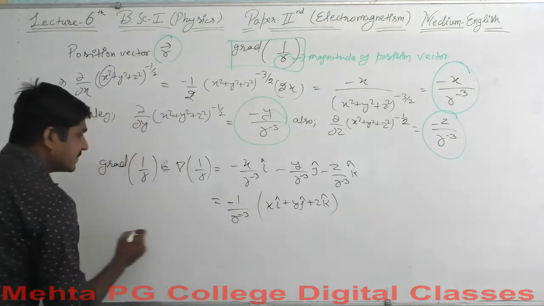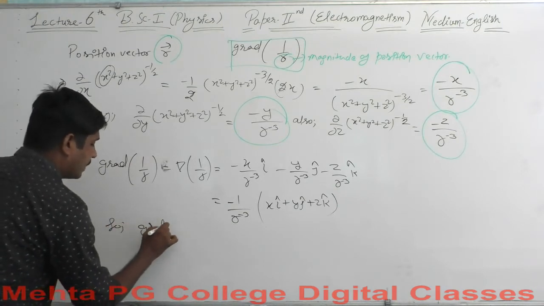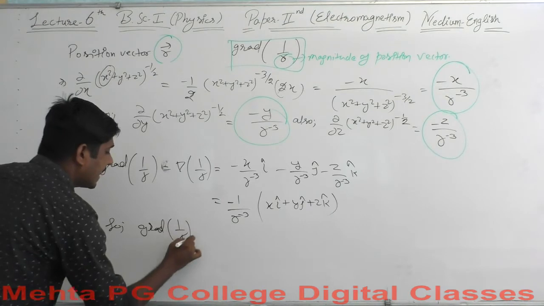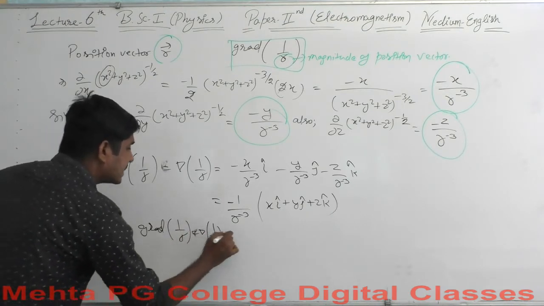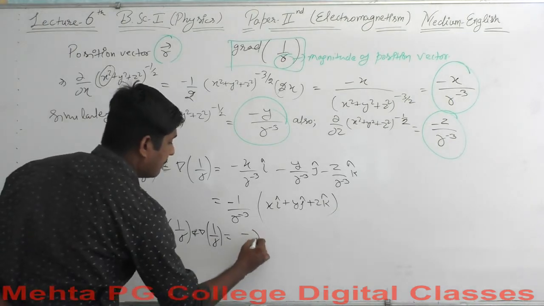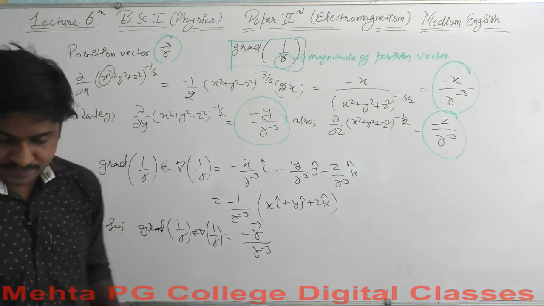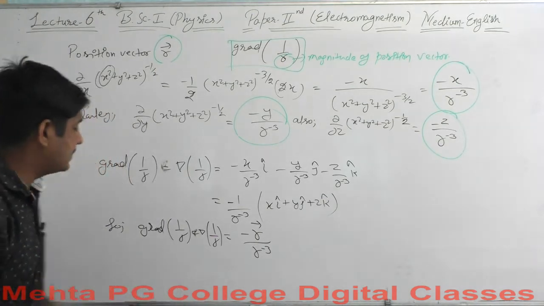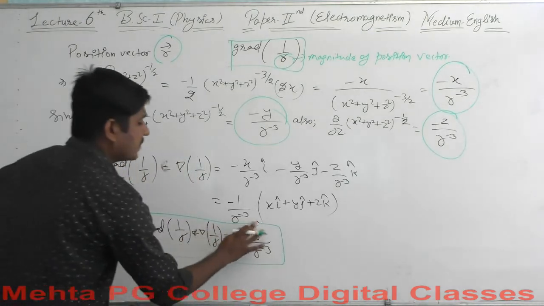So gradient of 1 by r. Or simply you write del 1 over r is equal to minus r vector over r raised to power minus 3. So this is it. This is what we were supposed to find out.